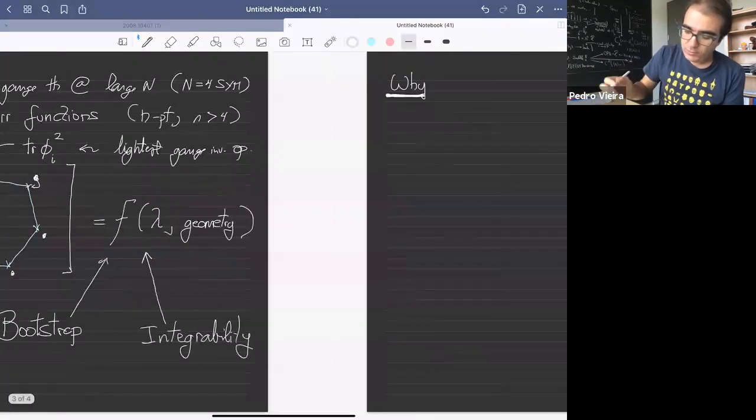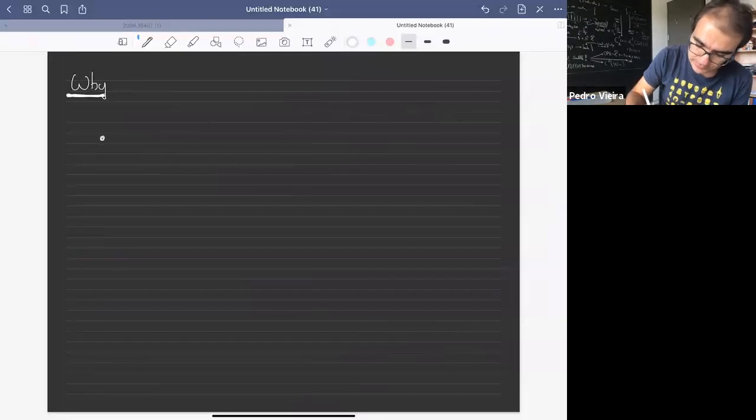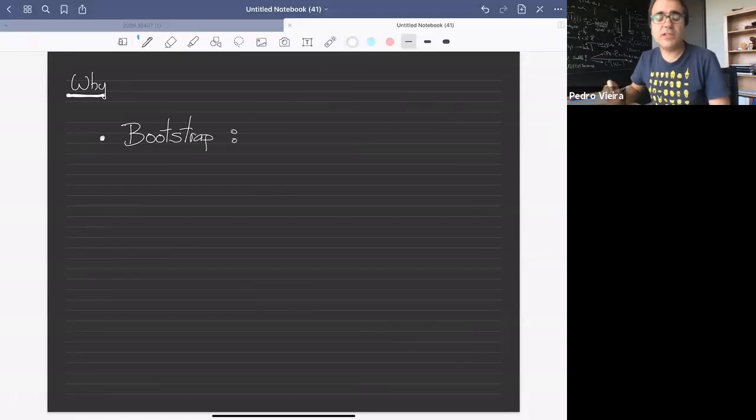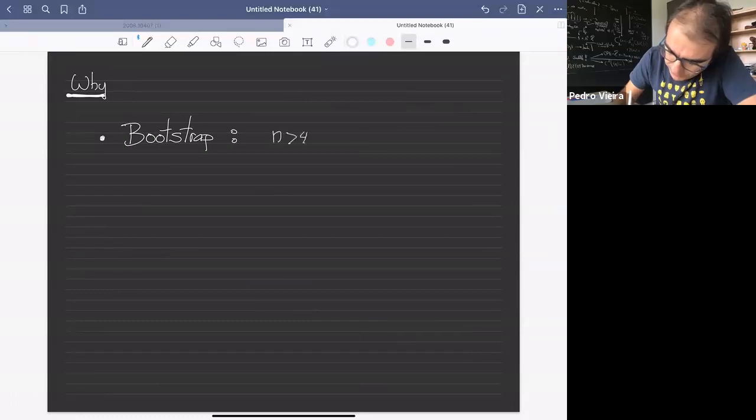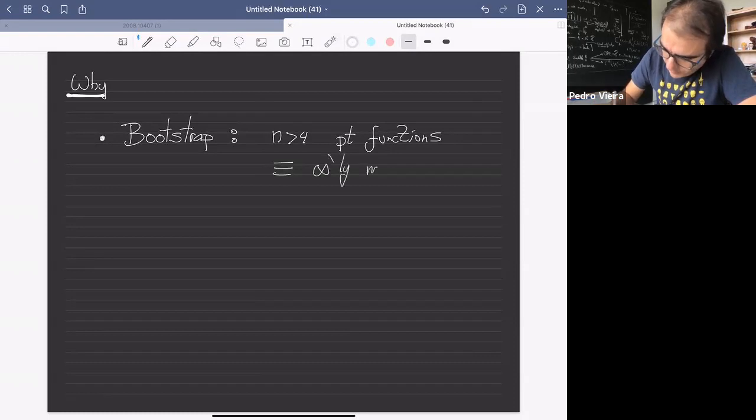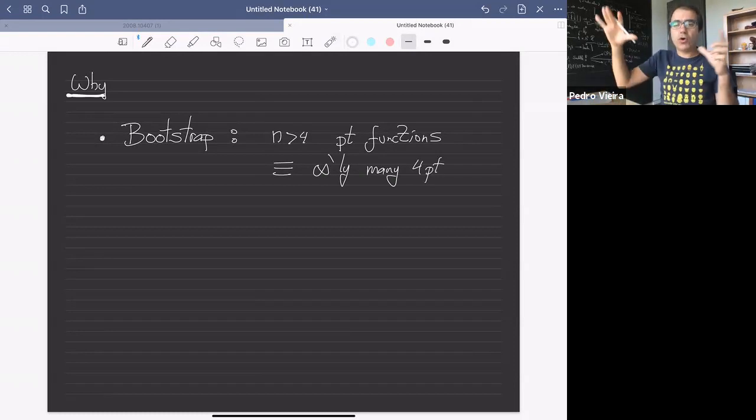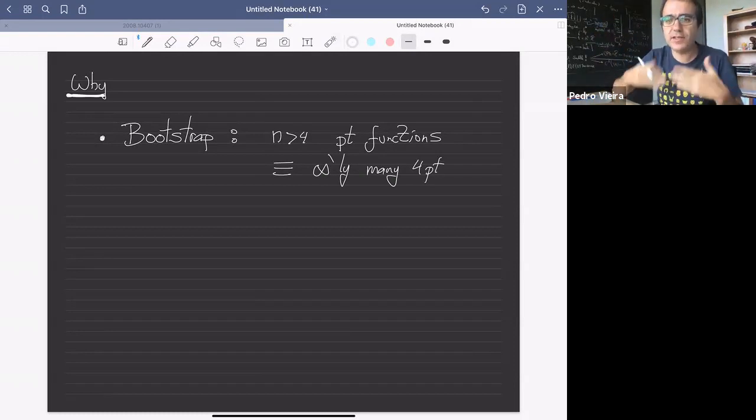Okay, so if this is clear, why? There are at least 2 big reasons. One is related to the bootstrap. And it's just the basic observation that if you have n bigger than 4-point functions, this is equivalent to infinitely many 4-point functions, right? Just because you can OPE some of the external points and get infinitely many internal points.